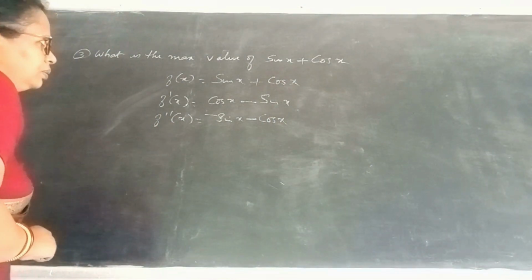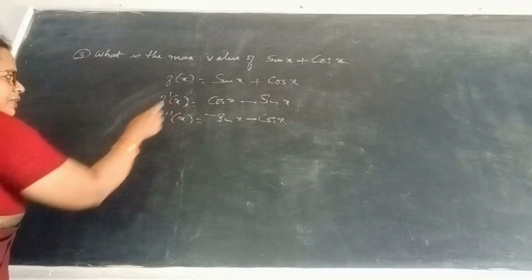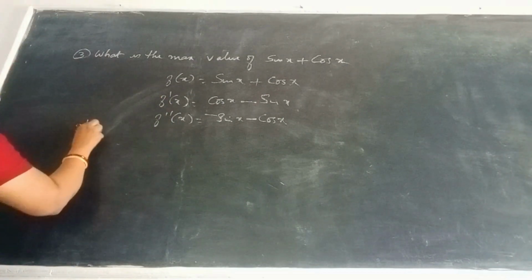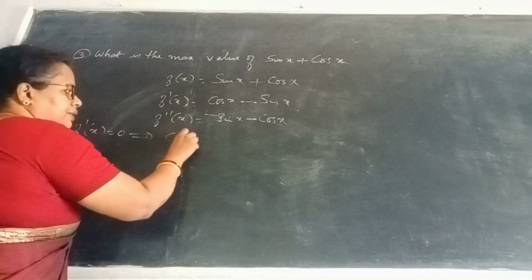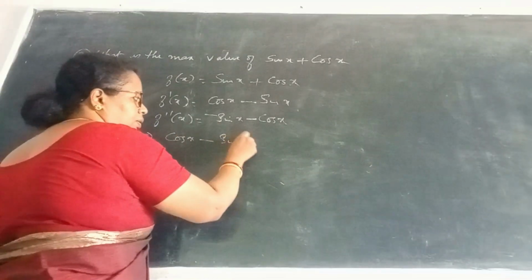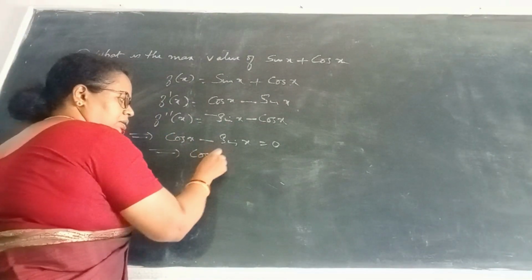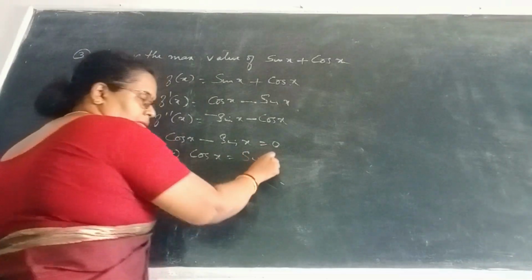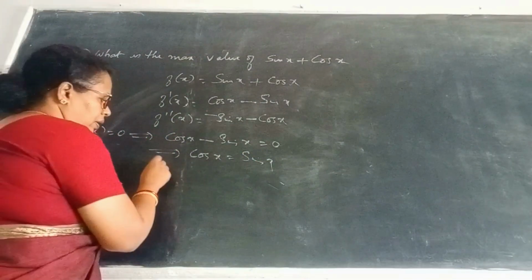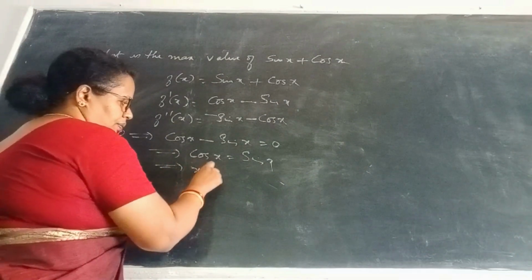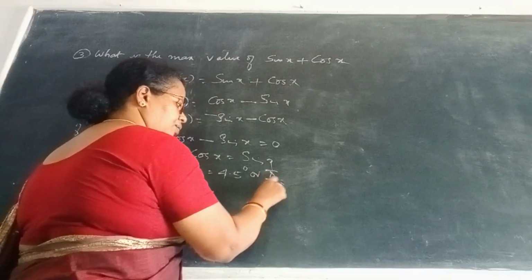Okay, so for a maximum or minimum, the first derivative is 0. F dash x equal to 0 implies cos x minus sin x equal to 0. It implies cos x equal to sin x. When will this be equal? When x is 45 degrees, or x equal to pi by 4.